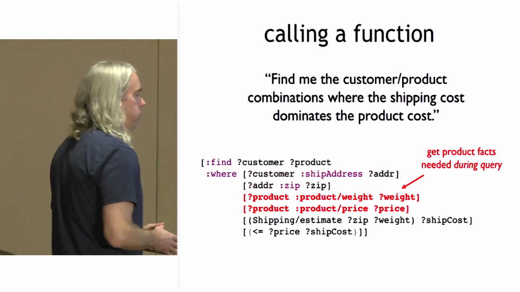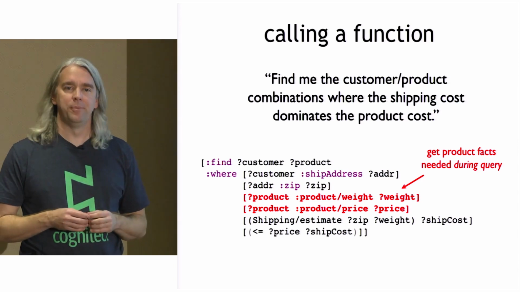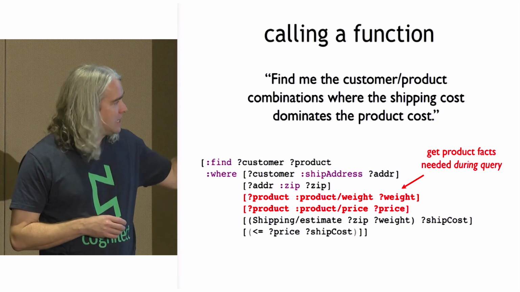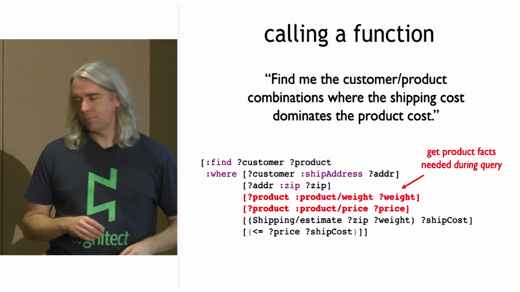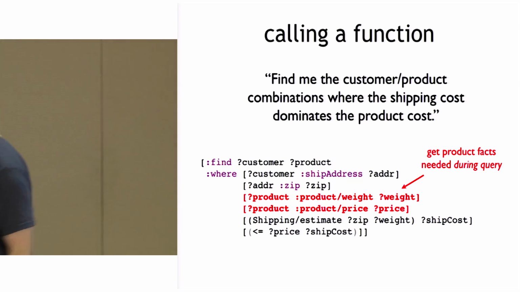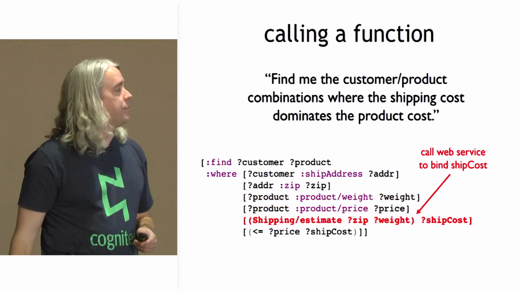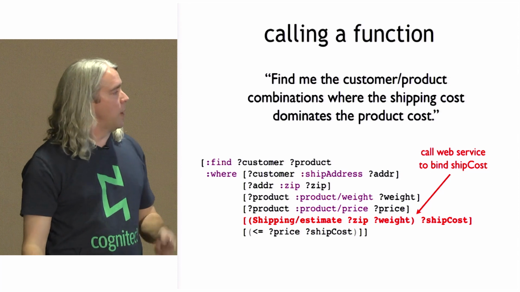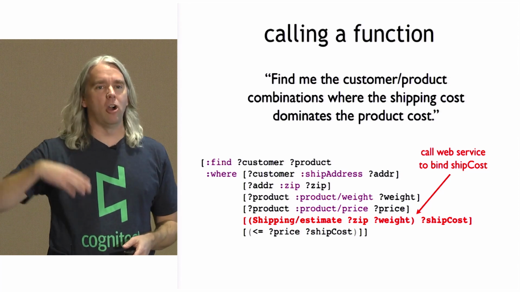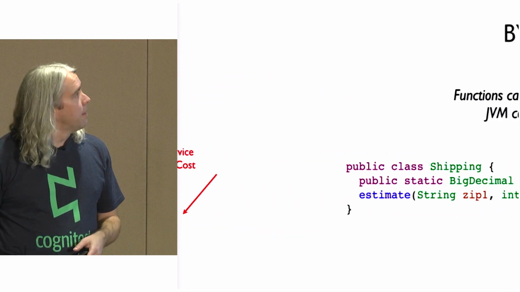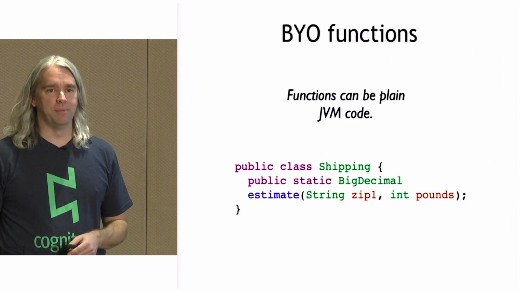And I need to know all the products and their weights and prices. Product appears twice, so this binds together weights and prices for products. And then I'm going to call this shipping estimate function, which takes a zip code and a weight and returns a ship cost. I've talked about calling this estimate function, but I haven't really talked about where these functions come from. They are any plain old JVM function.